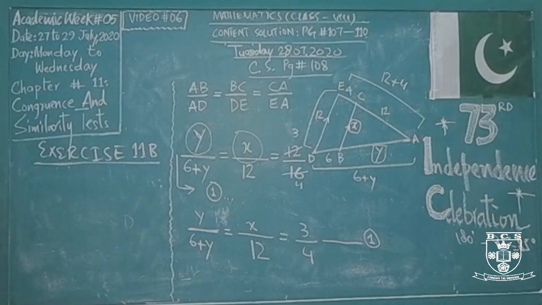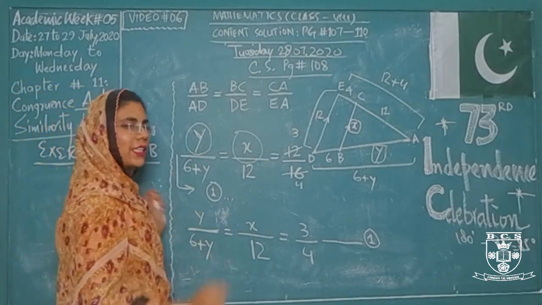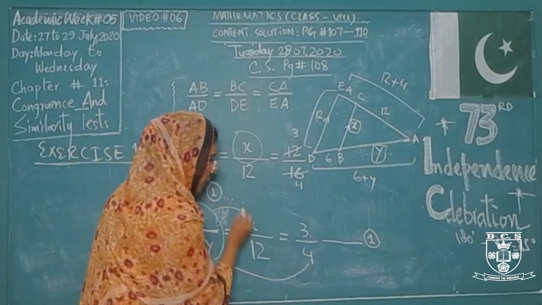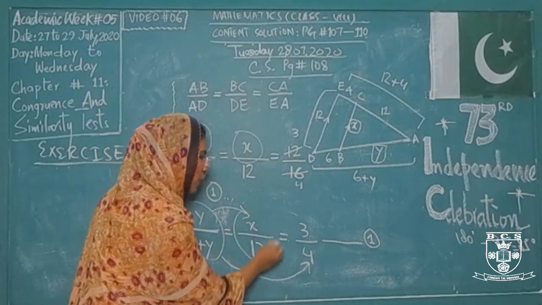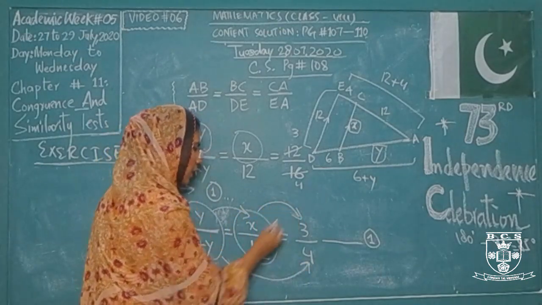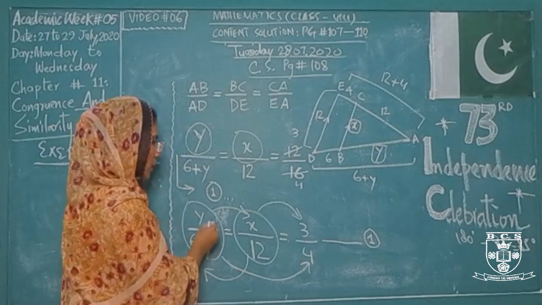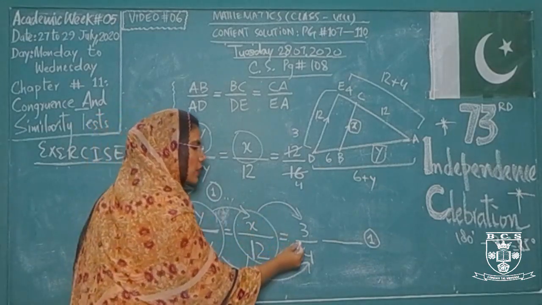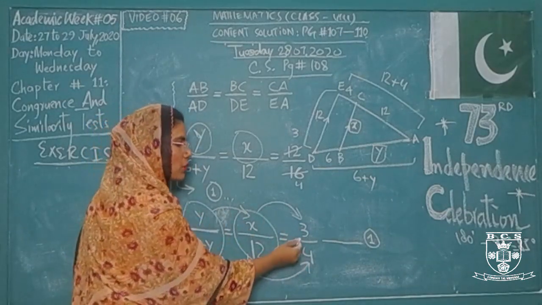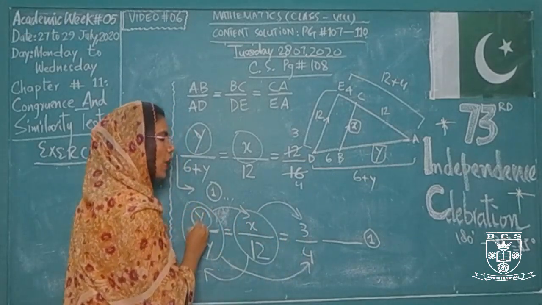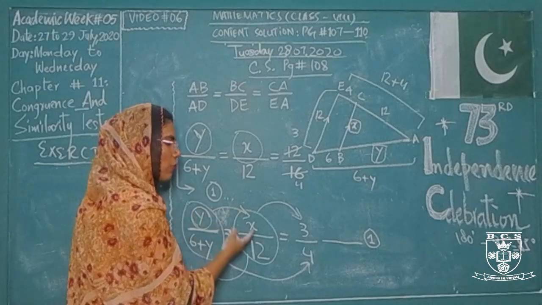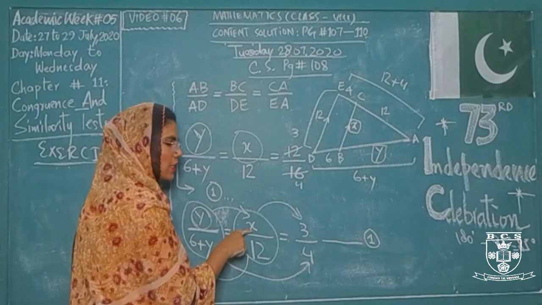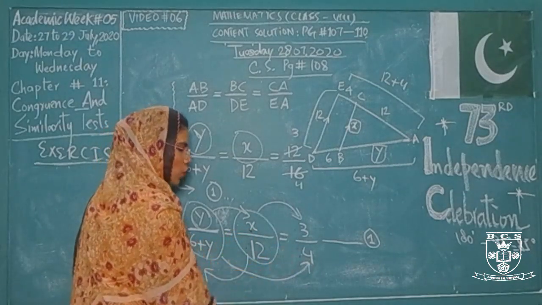As these three different fractions are equal to each other, it simply means that this first fraction is equal to this one and also this one. Similarly, this second fraction equals the third fraction and also the first fraction. In this fraction I have my variable y, so I will equate this to my third fraction, that is 3 over 4, so that with the help of this third fraction I can easily find the value of my y variable. And then in the next step, for finding the value of x, I will again equate this fraction, that is x over 12, to the third fraction, that is 3 over 4.